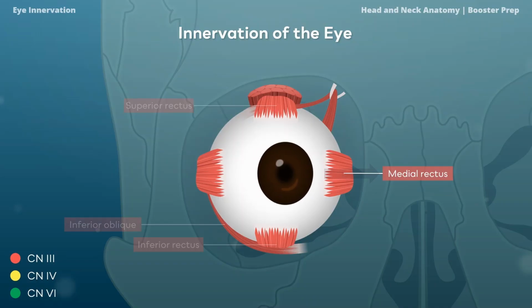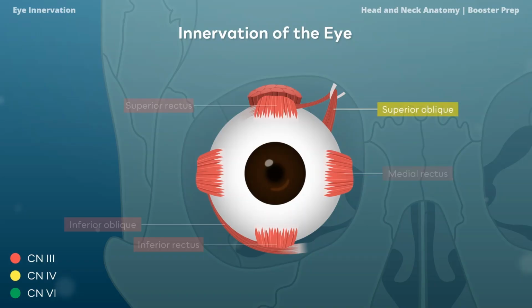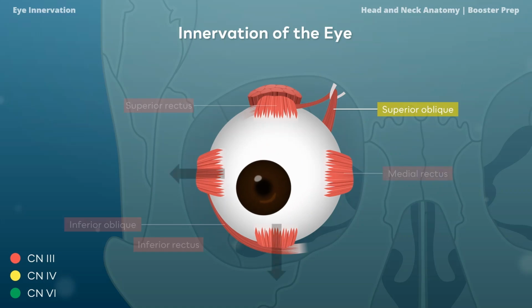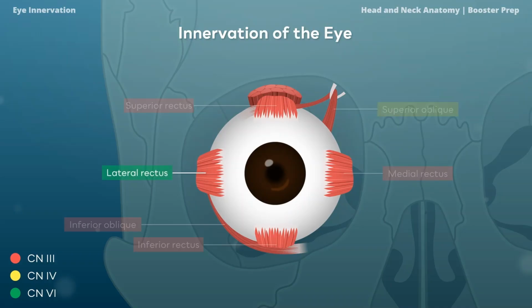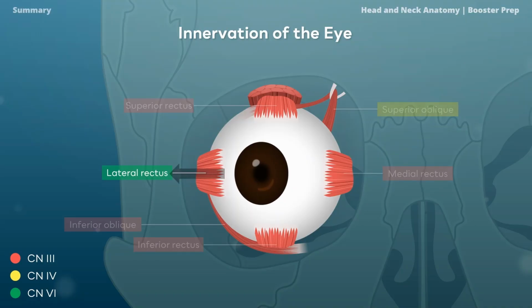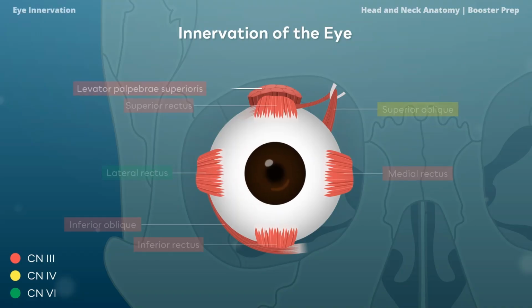And now we're moving on to the superior oblique muscle, which is innervated not by cranial nerve 3, but by cranial nerve 4, the trochlear nerve, which moves the eye in the down and out position. Then, of course, we have the lateral rectus, which is innervated by cranial nerve 6, the abducens nerve, and abducts the eye laterally. Now, I know you guys desperately wanted to forget about the levator palpebrae superioris, which is innervated by cranial nerve 3 and lifts our eyelids.